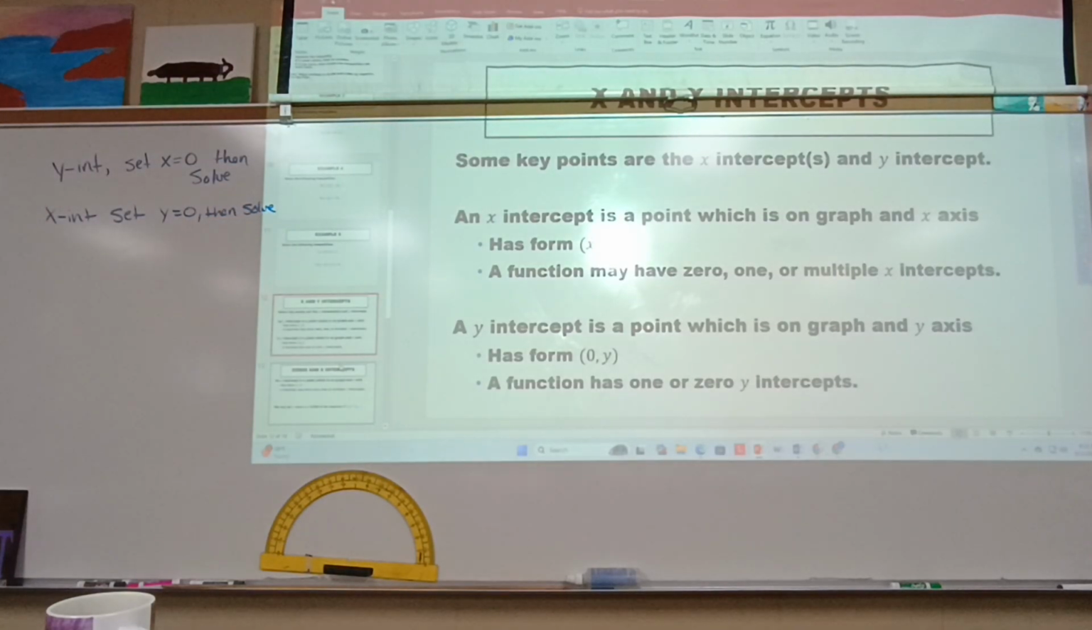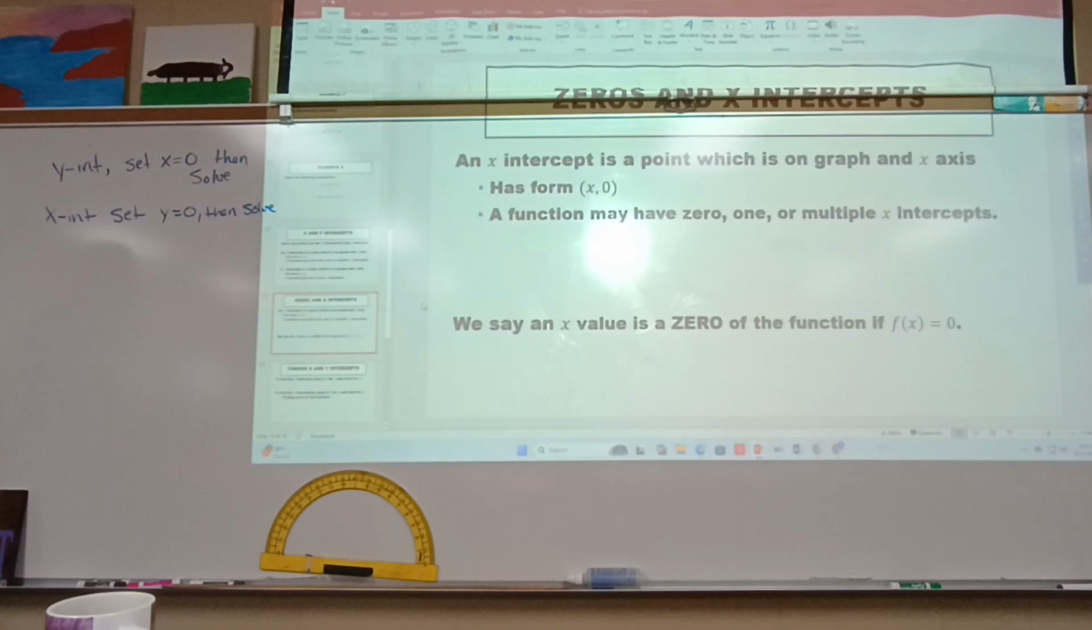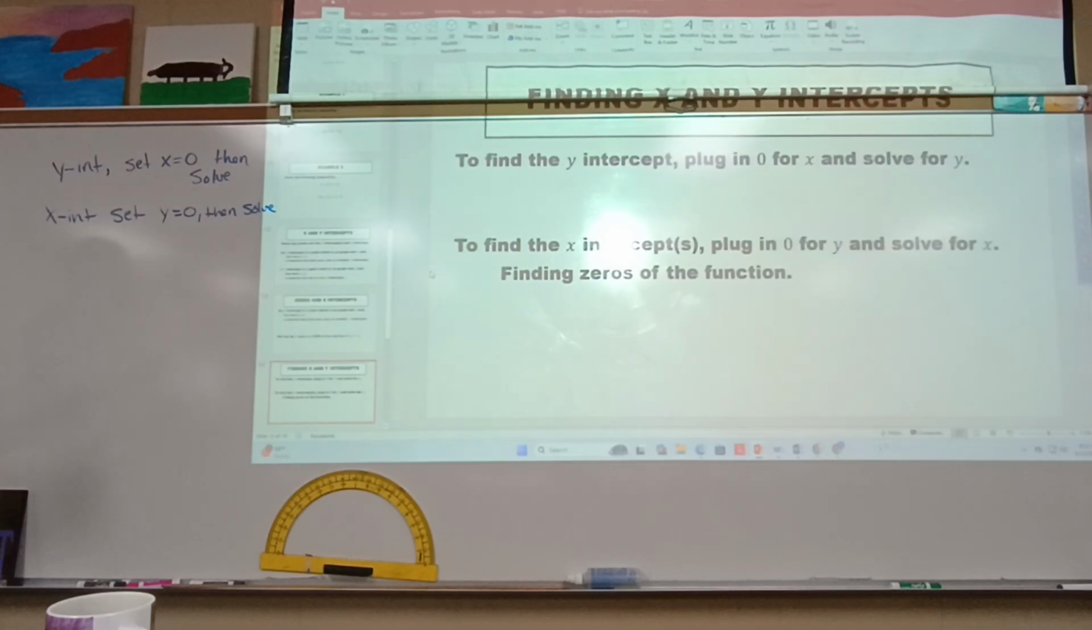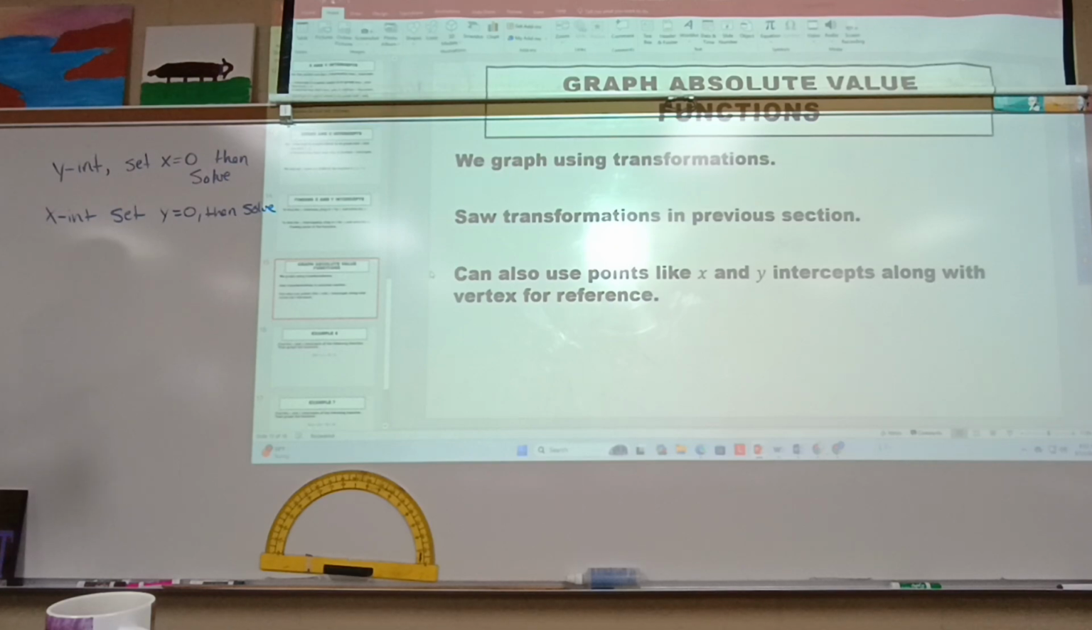There will be some questions on the test and on the homework where you have to find your x and y intercepts of different functions. The nice thing is all throughout the year, this is always what we do for x and y intercepts. It'll work for any function, anytime, all the time.